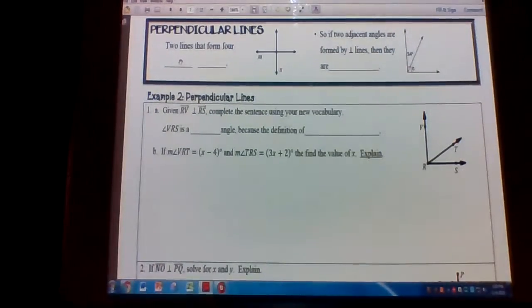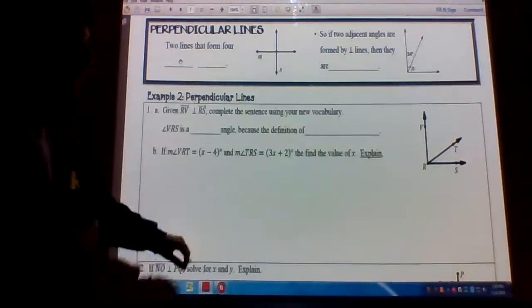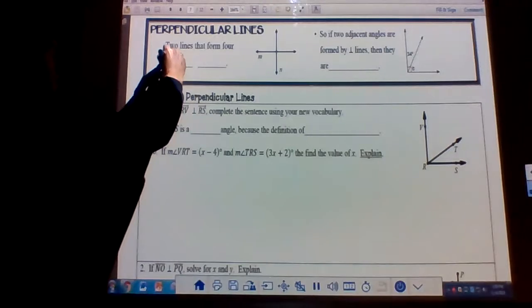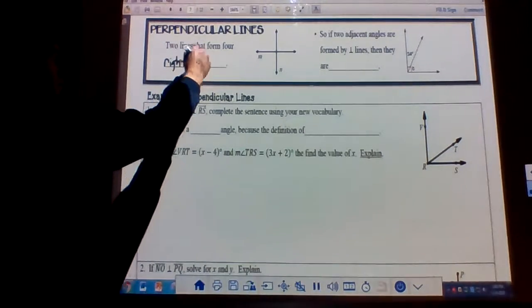Right, this is from the packet. This is the perpendicular lines, questions and proofs. So perpendicular lines are two lines that form four right angles.